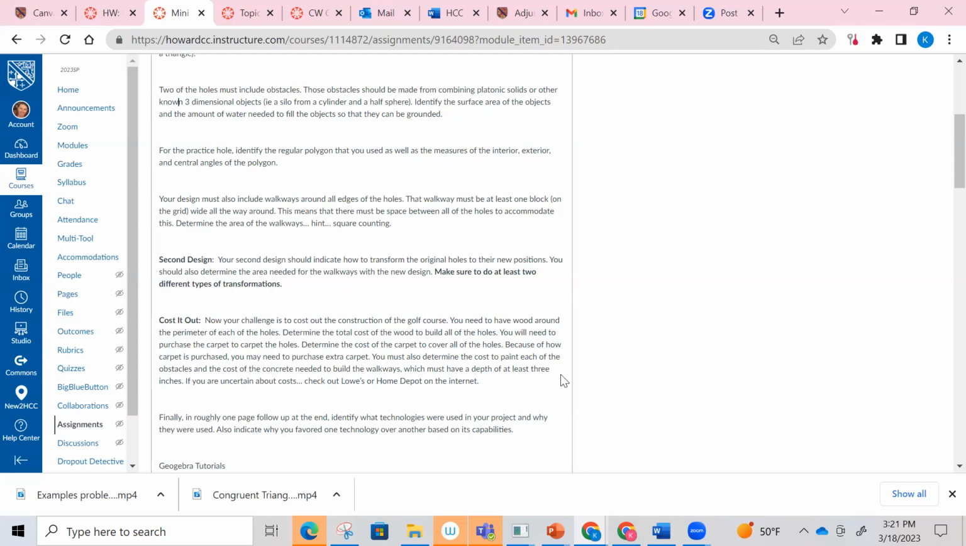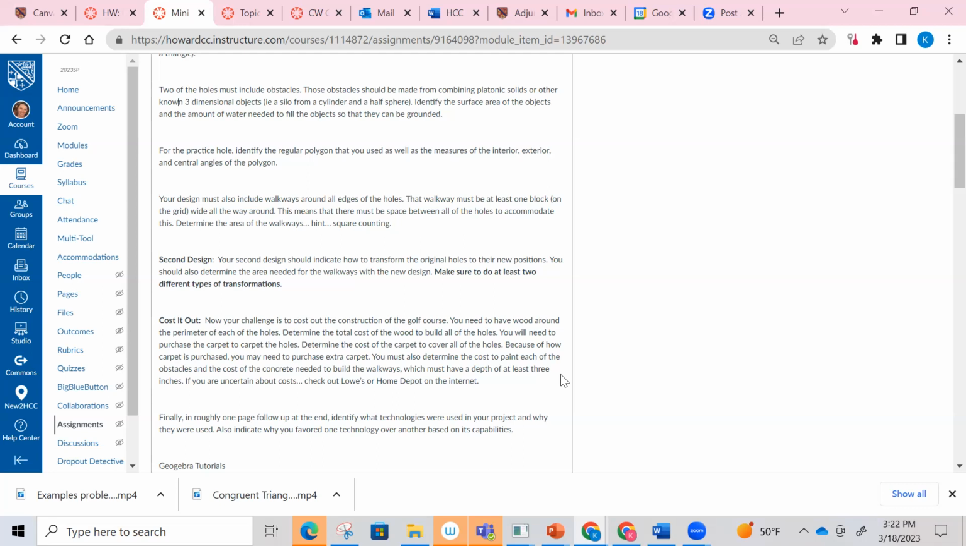So you want to go to Lowe's or Home Depot's website and look up the cost of wood boards that you would need to put around the perimeter of all the holes. And then you'll need to also look up the cost of carpet, like per square feet, and use that to calculate the amount of carpet that you need for your holes. Okay, and that will have to do with the area. You'll have to find the area of your holes and then use that to help you figure out the total cost for carpeting all your holes.